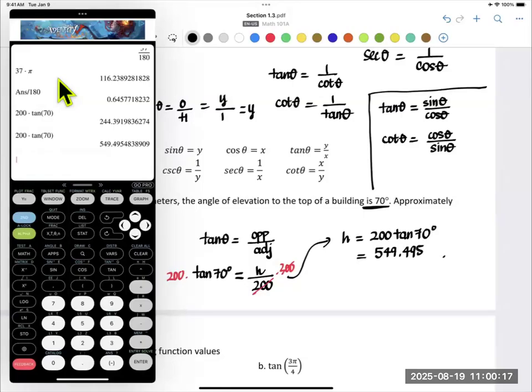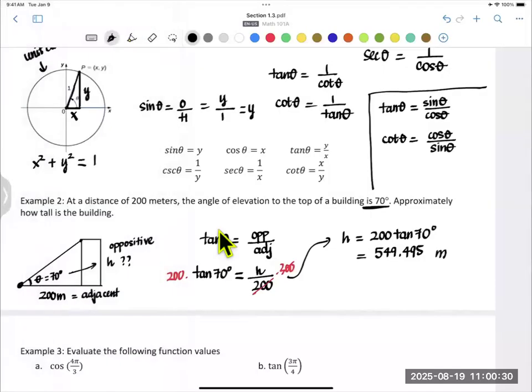549.495 meters. Okay, so it's very important when you are doing application problems. When the angle is in degrees, make sure the mode is actually in degree mode. And that's going to be the answer for the height of the building.